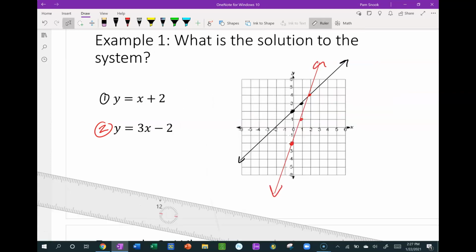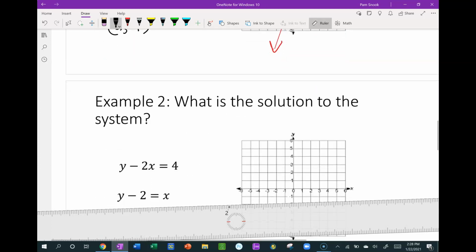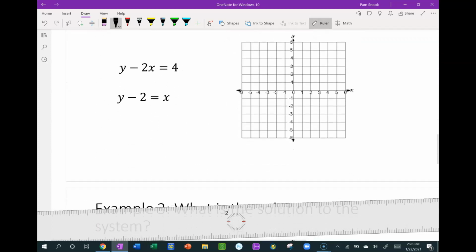Now the solution to this system is where those two lines intersect, which is right there. So if I read the coordinates of that point, I have x is 2, and then y equals 4. So my ordered pair would be 2, 4. All right, let's do another one.